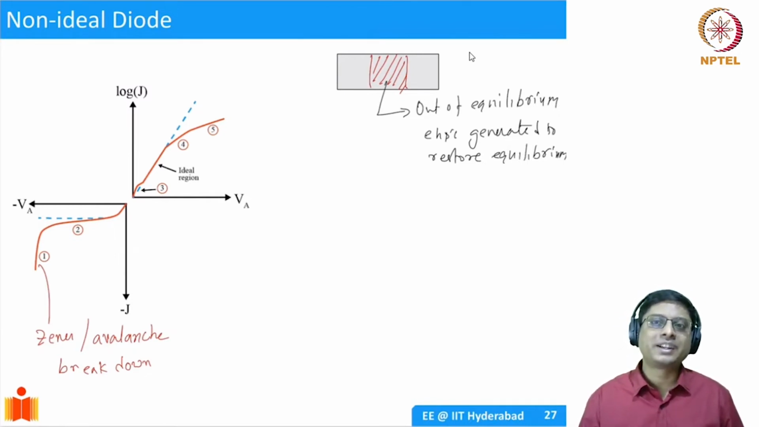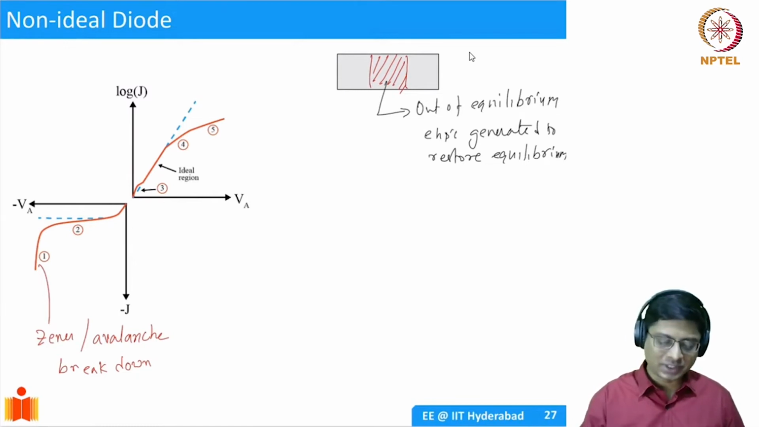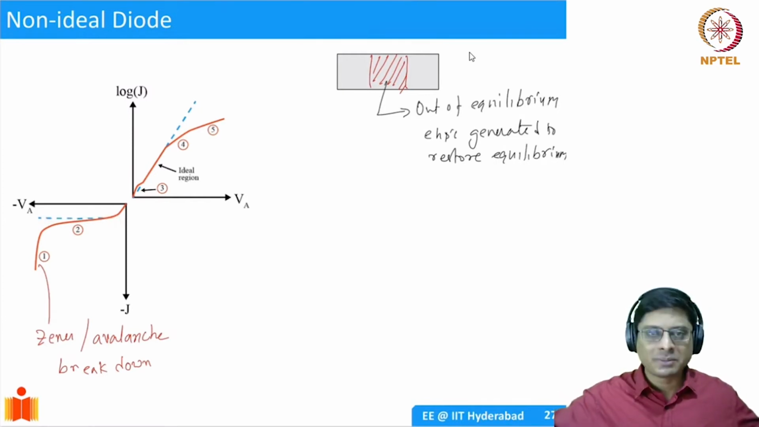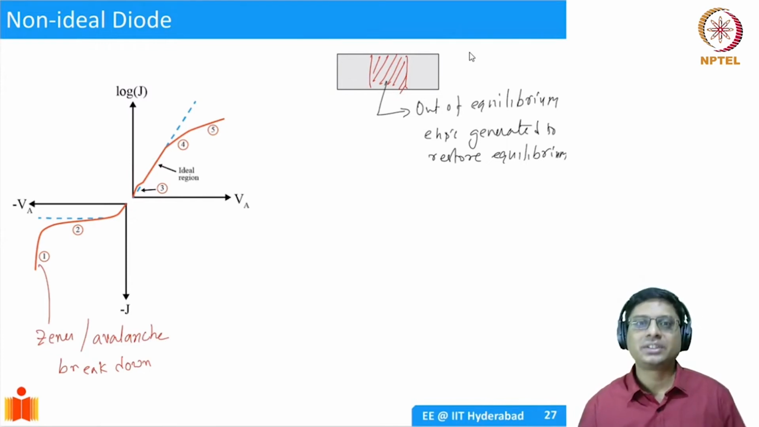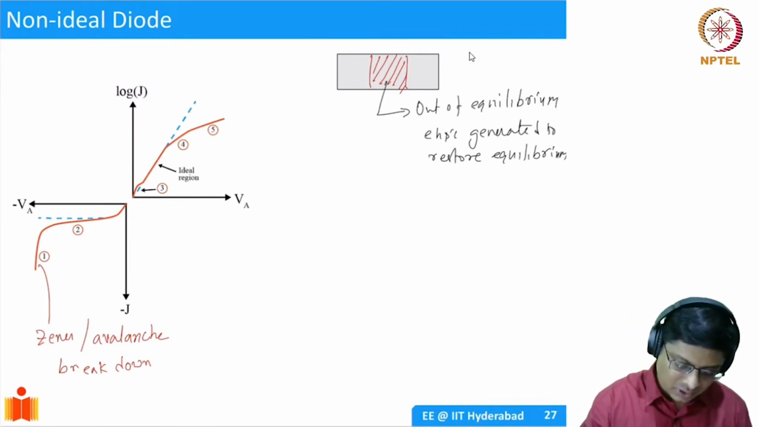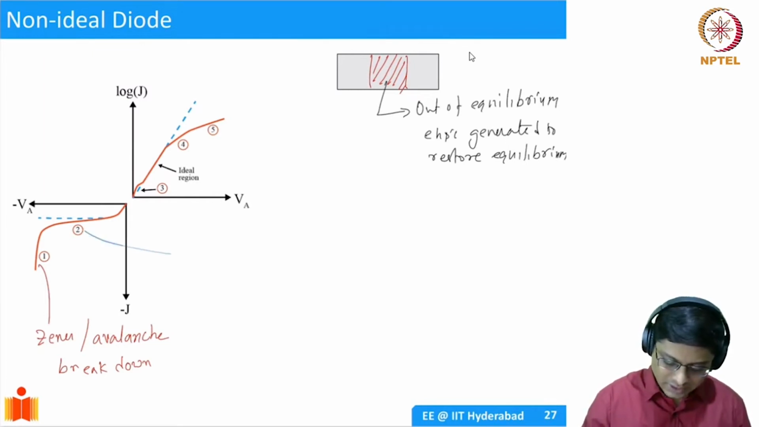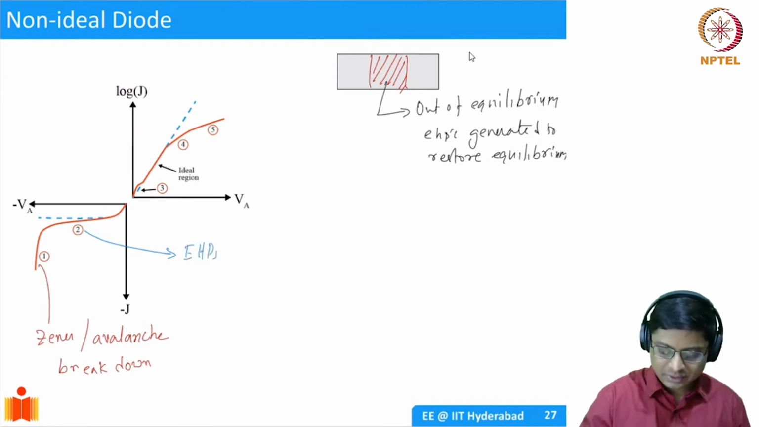So if you have electron hole pairs getting generated, we said the reverse saturation current was due to the availability of minority carriers. In the quasi-neutral regions, you will sweep away whatever carriers were available into the other side. That's how reverse saturation current was coming. But in addition to that, now you have electron hole pairs which are getting generated in the depletion region itself. And as the depletion region width increases, more and more carriers are going to get generated. So this leads to one form of non-ideality, which we identified: EHPs in depletion region.